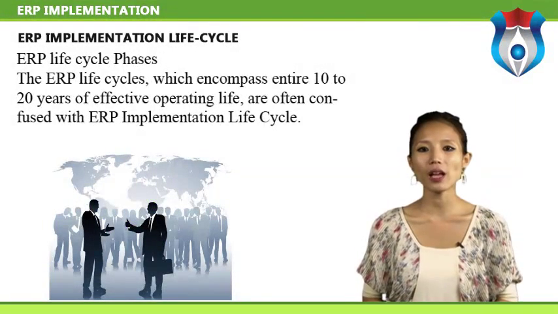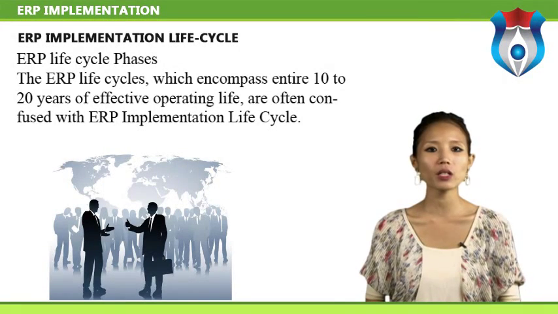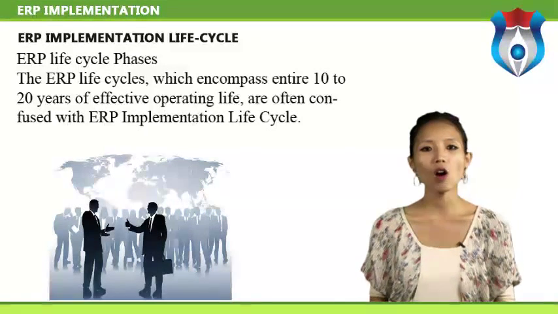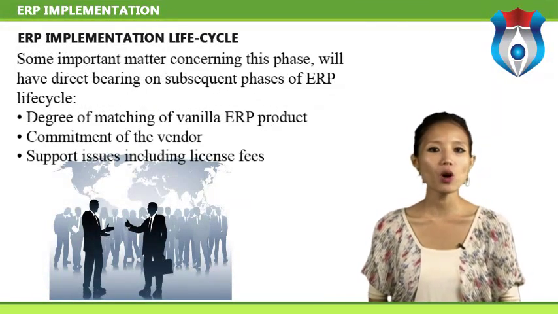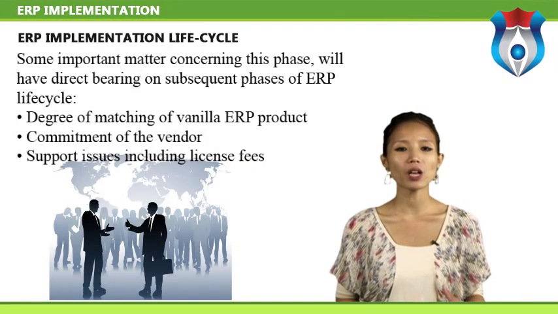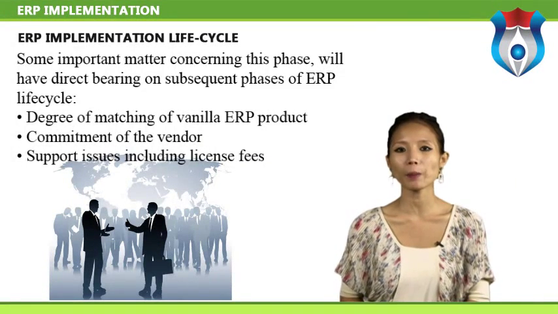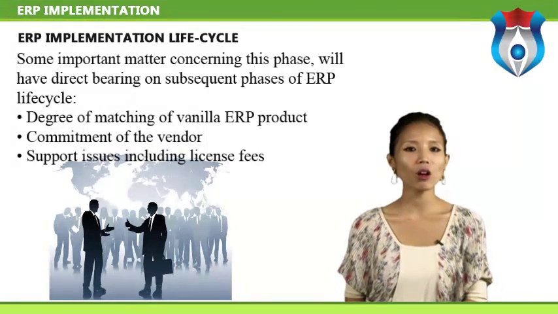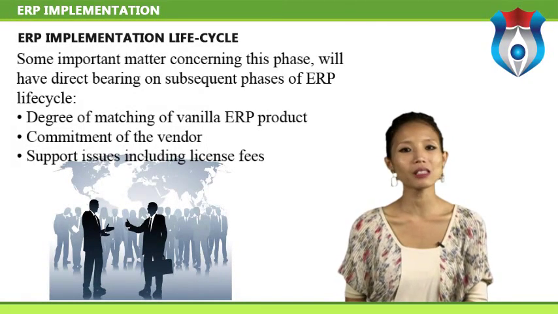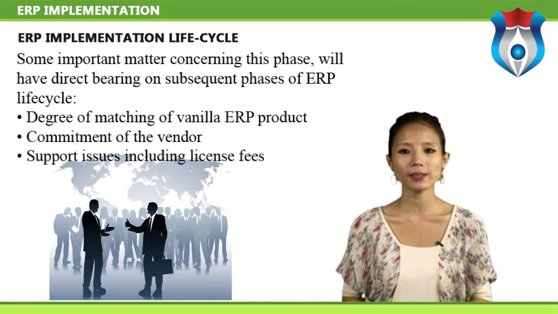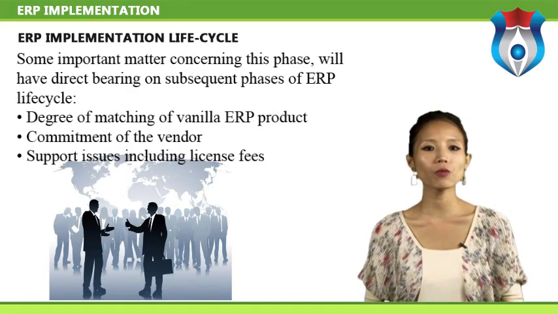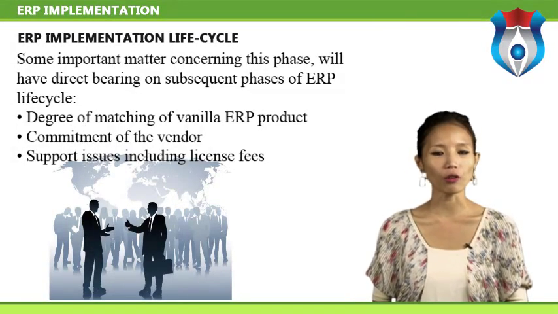The ERP life cycle, which encompasses the entire 10 to 20 years of effective operating life, is often confused with the ERP implementation life cycle. Some important matters concerning this phase will have direct bearing on subsequent phases of the ERP life cycle: the degree of matching of the vanilla ERP product to current business need and the extent of customization done, particularly source code customization, the commitment of the vendor for future development and their financial health, and support issues including license fees and escalation thereof.